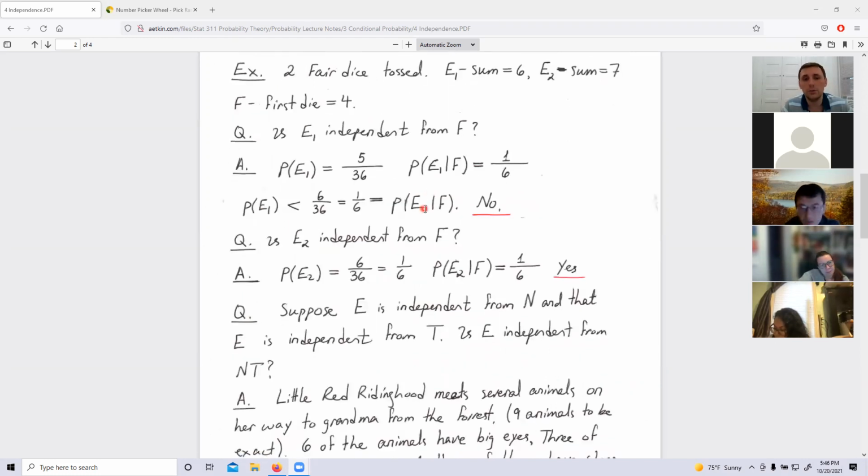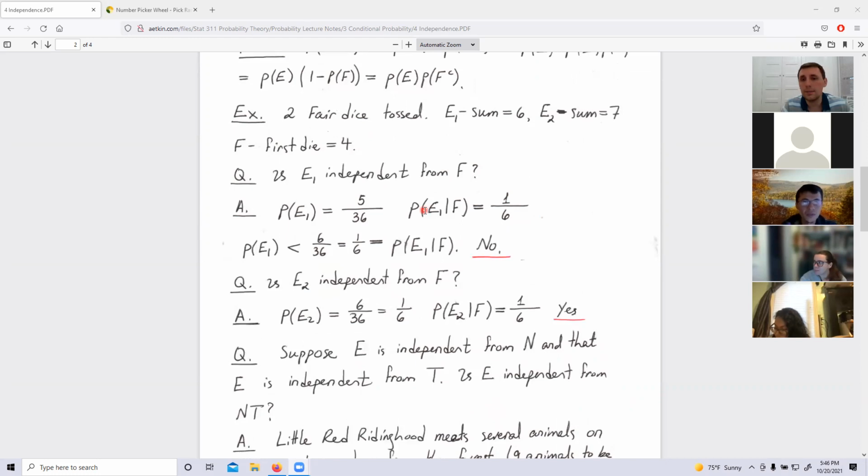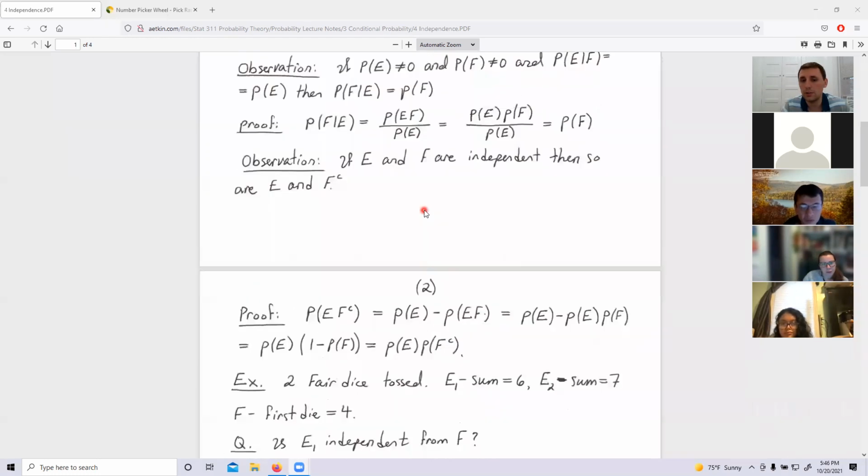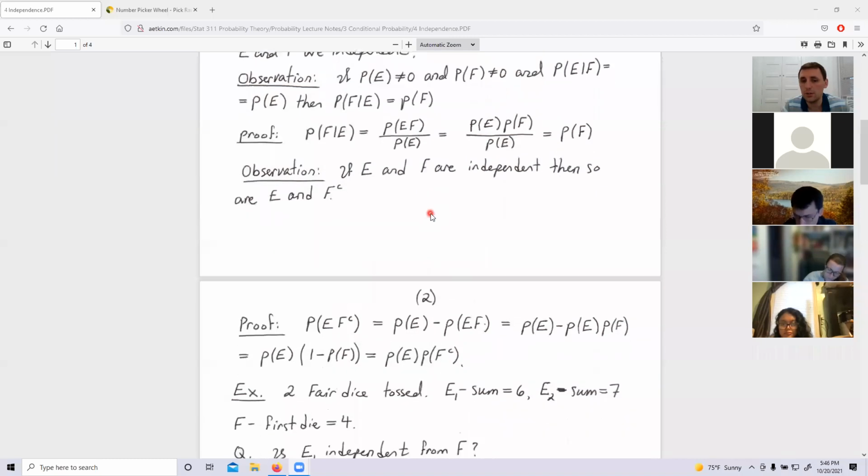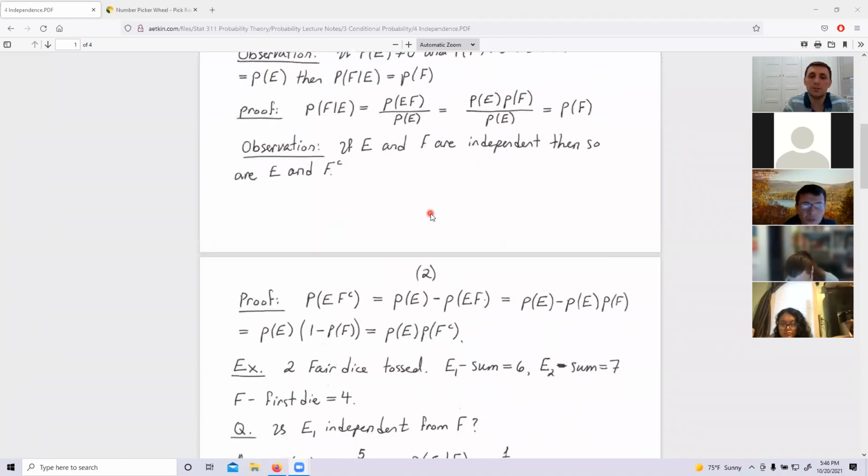Now, what about E2? E2 is that the sum is equal to 7, right? Would you like to calculate yourself before I show you? So what I'm asking you guys is to calculate and tell me whether or not the fact that the first die is a 4 affects the probability that the sum is a 7. Good, and I'll be right back.